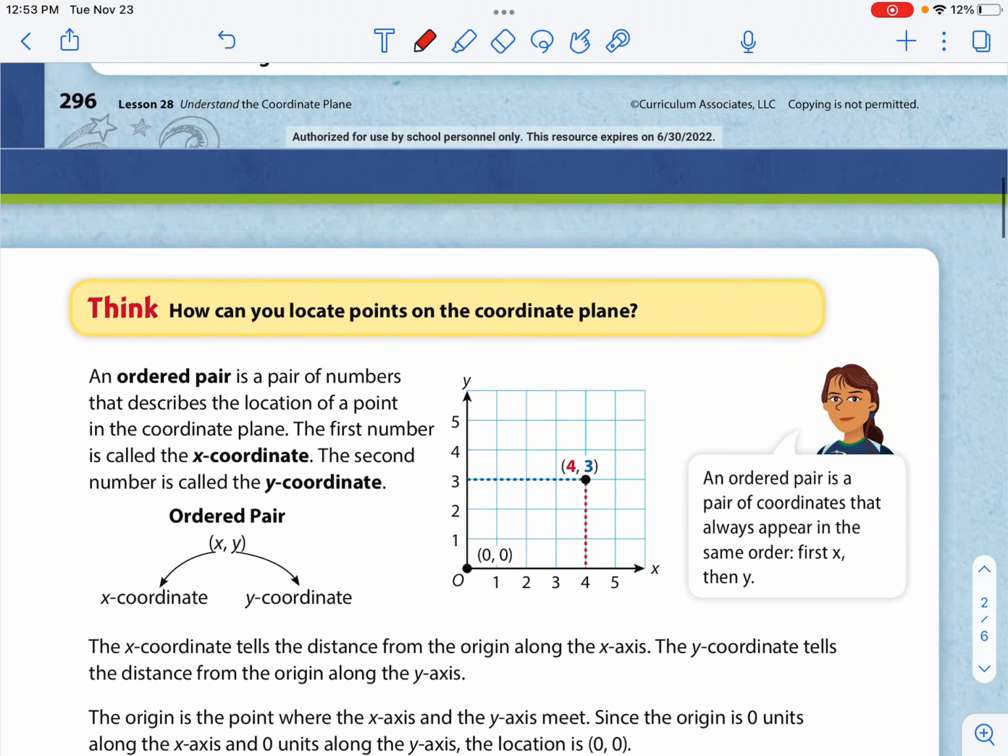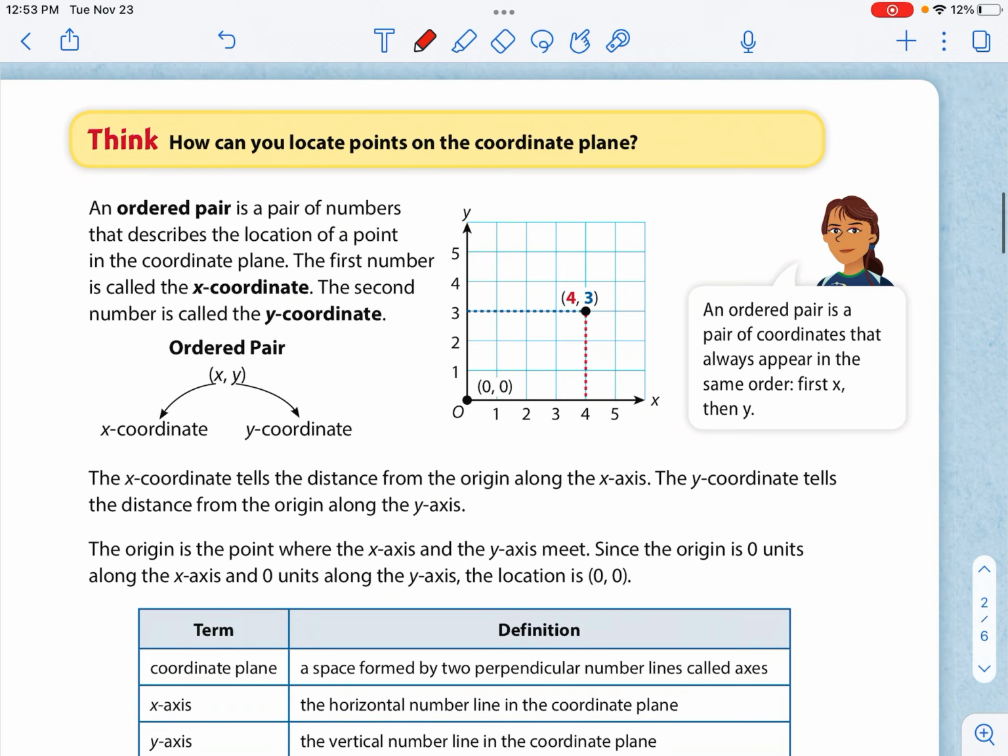I'm going to flip over to the back side of your paper. It says, how can you locate points on the coordinate plane? The points that you locate on a coordinate plane are called an ordered pair. It's a pair of numbers that describes or tells the location of a point on the coordinate plane. For those of you thinking, where is this used? This would be lines of latitude and longitude. That's a perfect example of how you can find where something is on a map.